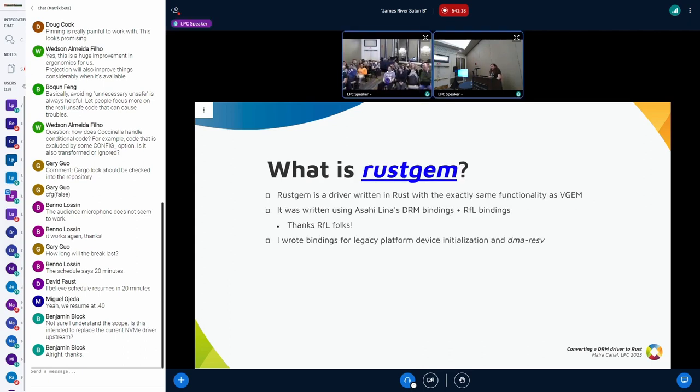The result of this idea was RustGEM. RustGEM is a driver written in Rust that has exactly the same functionality as VGEM. It didn't introduce anything new. I even used the same UAPI as VGEM, with exactly the same IOCTLs and the same functionality. I wrote RustGEM using Asahi Lina's DRM bindings and also some Rust for Linux bindings, especially the timer abstraction.